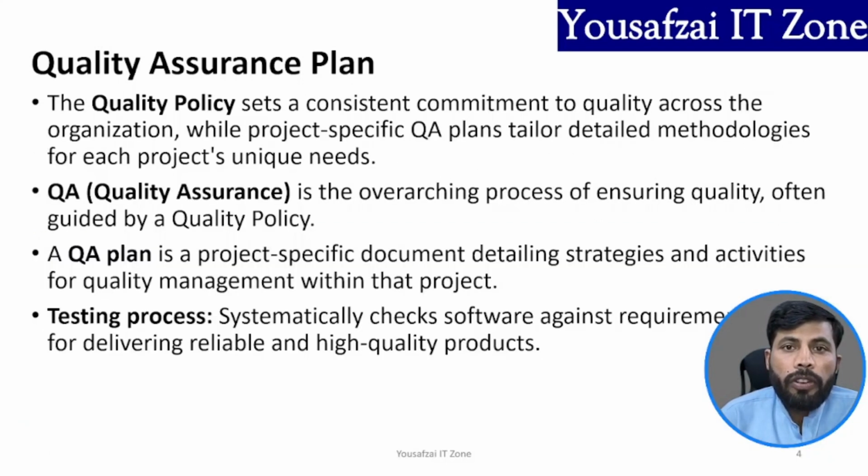Quality policy is defined across the organization for all the projects that the organization is dealing with. Quality assurance is a process. A QA plan is discussed. It is a document or a collection of documents used in our project to make sure that quality is achieved. Testing process is all about executing the testing activities that we have for testing in our project.